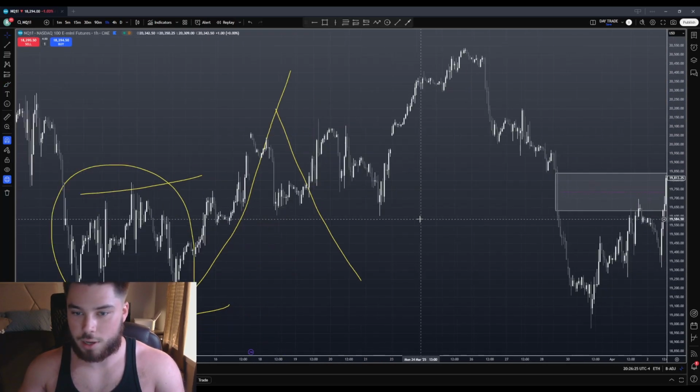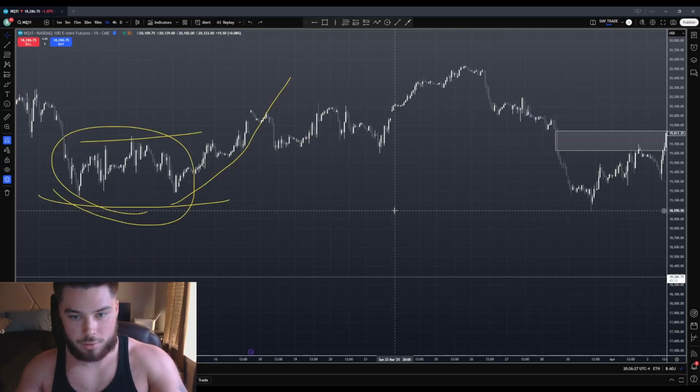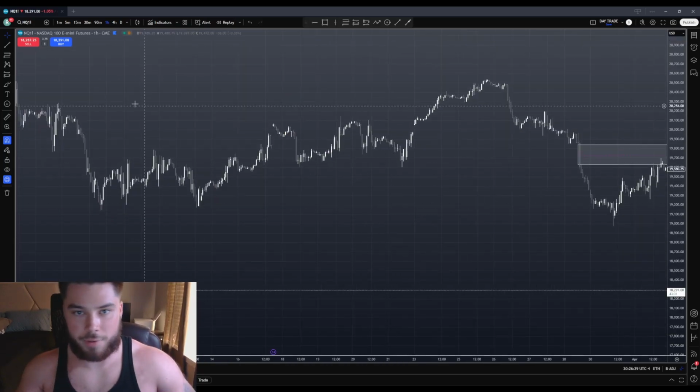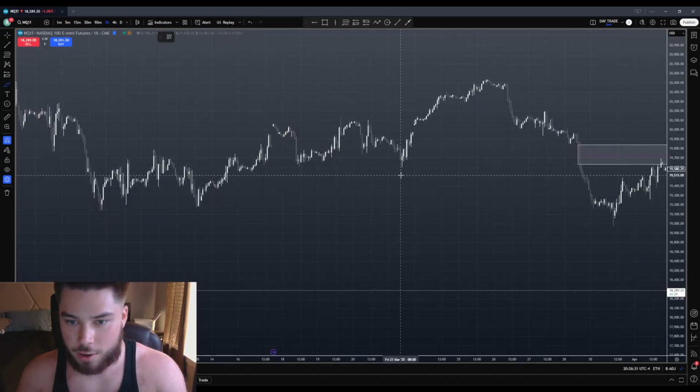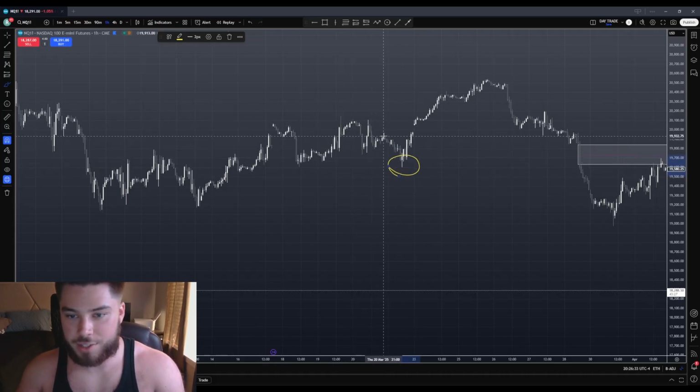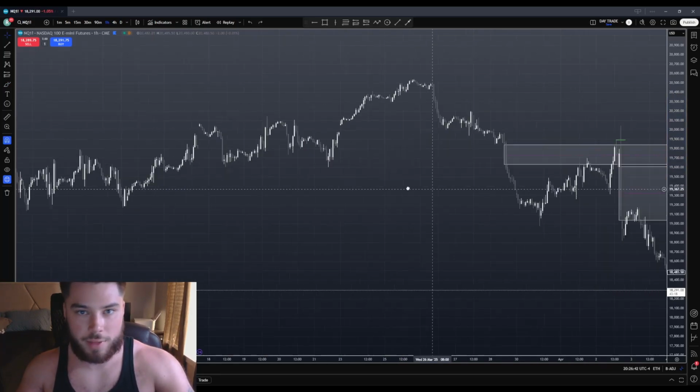A perfect example of manipulation would be this right here, because price came down, wicked right here, and then started trading upwards. That's a form of manipulation. So I don't want to get too ahead of myself here. That's not what I'm here to do.